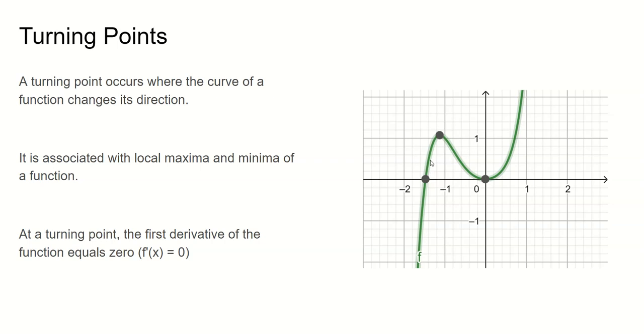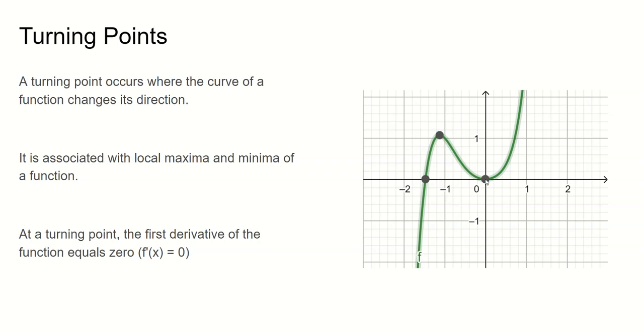So we see this graph here, it's going up and then down. The moment where it changed from going up to down is called a turning point. Similarly here on the right, we're going down and then up. The moment where it changed from going down to up is the turning point.